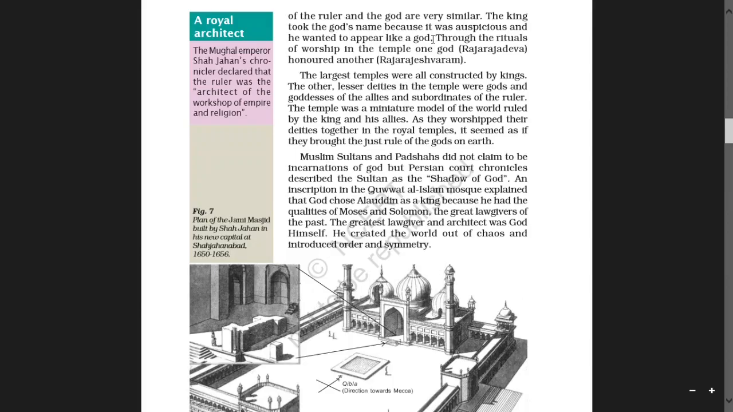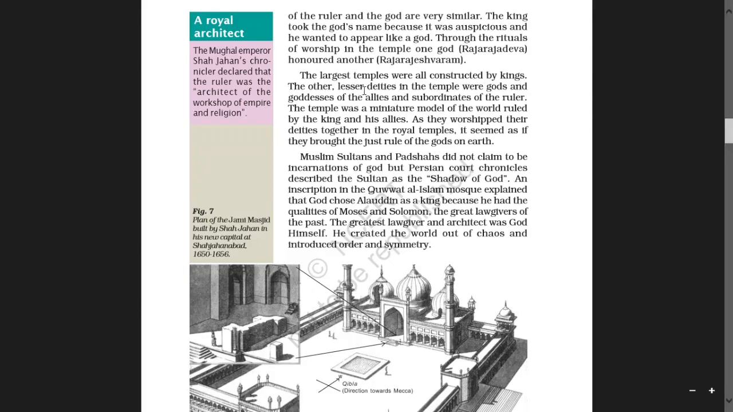Through the rituals of worship in the temple, one god, Rajadeva, honored another, Rajeshwaram. So, with the help of religious worship in the temple, one god, Rajadeva, honored another, Rajeshwaram. The largest temples were all constructed by kings. The ruler who was ruling there, he built it.